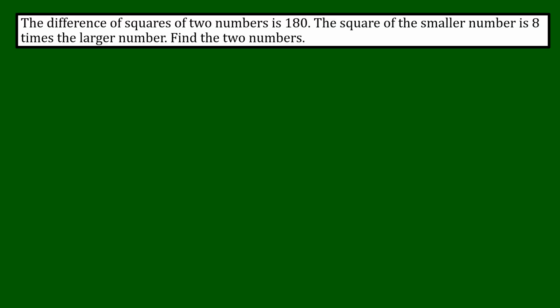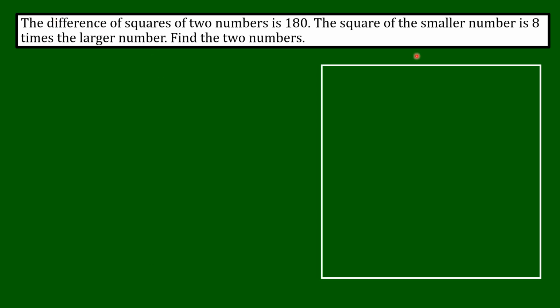The first question we are taking is the difference of squares of two numbers is 180. The square of the smaller number is 8 times the larger number. Find the two numbers. Now here first we have to extract the quadratic equation from this situation. So two numbers are there. Let larger number be x and smaller be y.